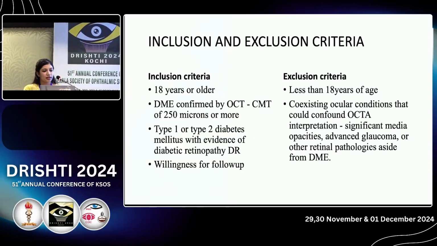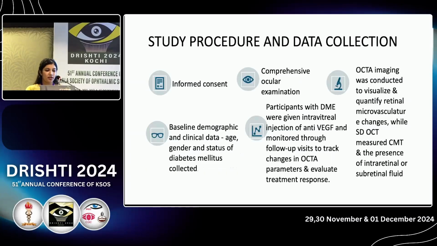The inclusion criteria included 18 years or older, DME confirmed by OCT with a central macular thickness of 250 microns or more, with type 1 or type 2 diabetes mellitus with evidence of diabetic retinopathy and with a willingness of follow-up. The exclusion criteria included people with less than 18 years of age and those with coexisting ocular conditions that would confound OCTA interpretation, such as significant media opacities, advanced glaucoma, or other retinal pathologies aside from DME.